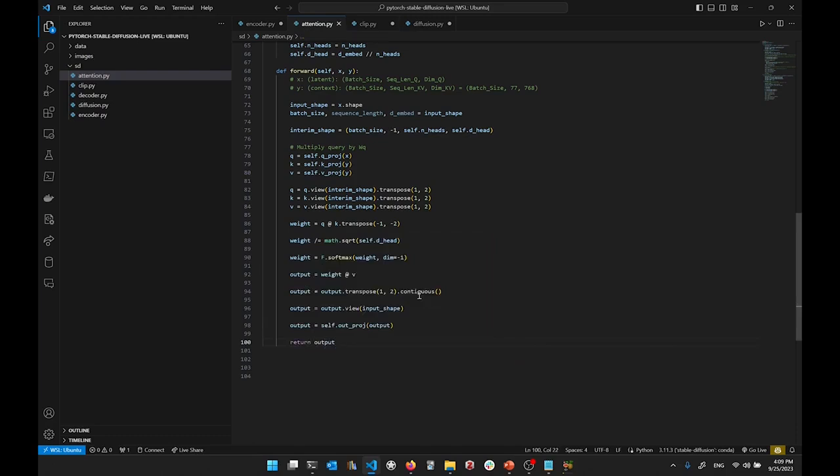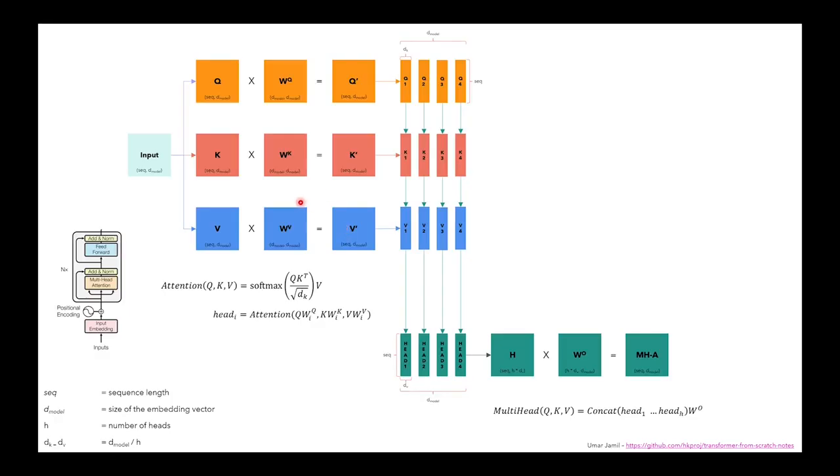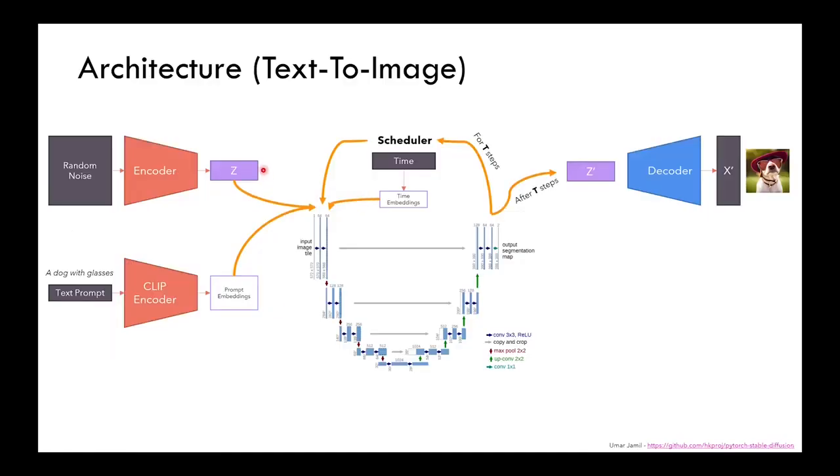And then return output. And this ends our building of the, let me show you. Now we have built all the building blocks for the Stable Diffusion. So now we can finally combine them together.